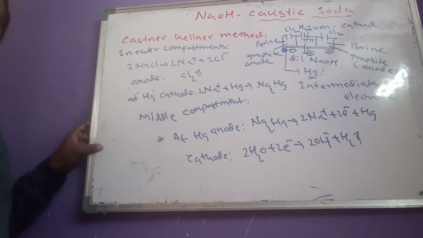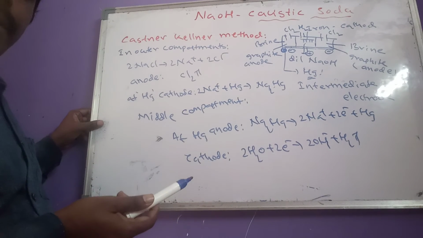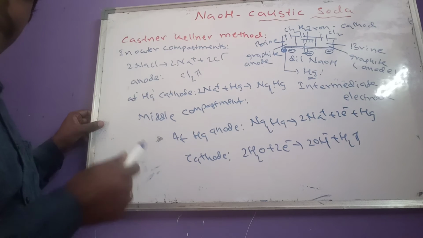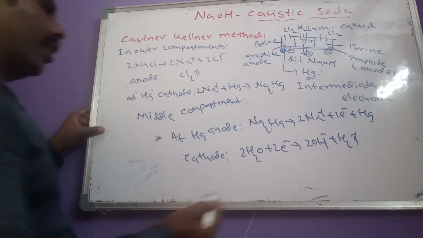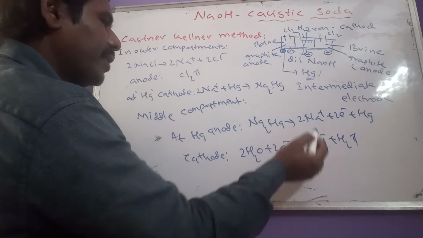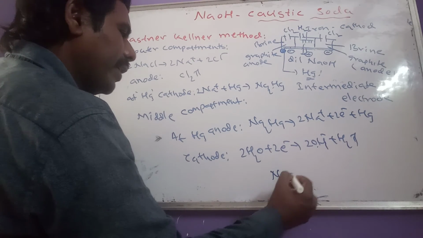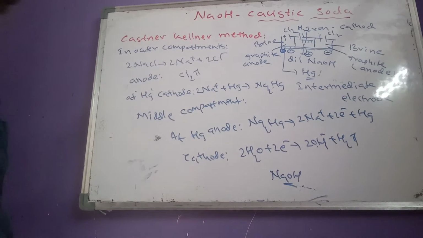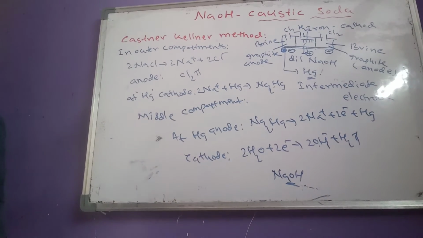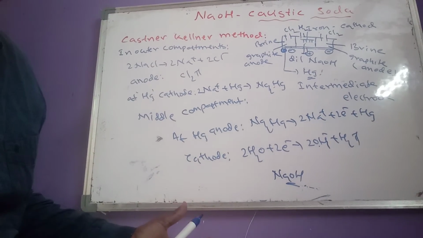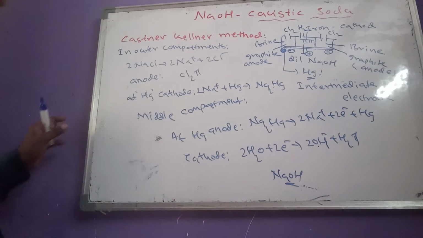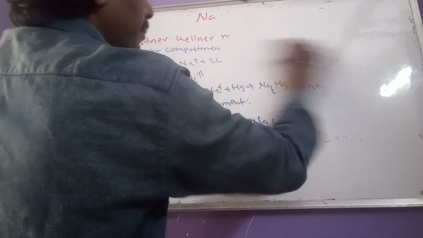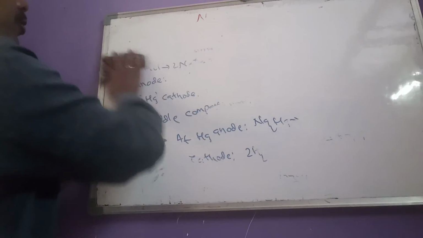Those are also important questions: what are the byproducts from the outer compartments and the middle compartment in the Kastner-Kellner method? Finally, Na+ ions combine with OH- ions and give concentrated NaOH. So this is the preparation of NaOH by the Kastner-Kellner method. These are the preparation methods of NaOH.